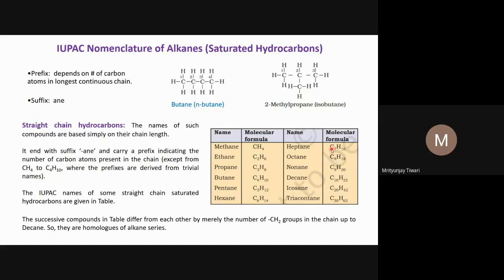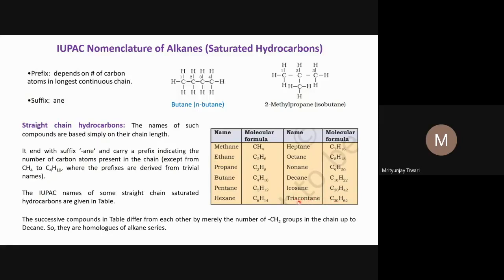What we know is, if there are seven carbon atoms in the chain, like CH3, CH2, CH2, CH2, CH2, CH2, CH3, then it will become heptane, seven carbon atoms. Octane is for 8 carbon atoms, nonane 9, decane 10, undecane 11, dodecane 12, icosane 20 carbon atoms, and triacontane is for 30.